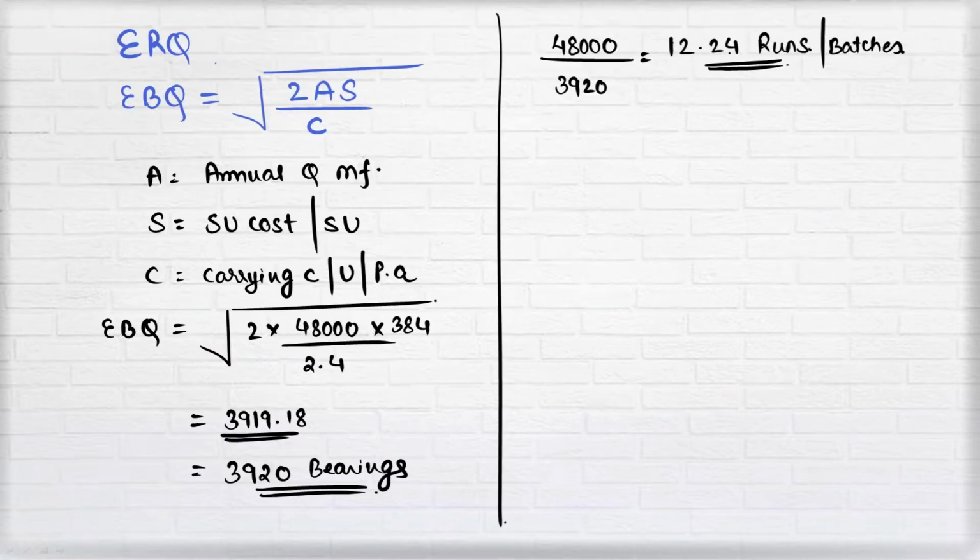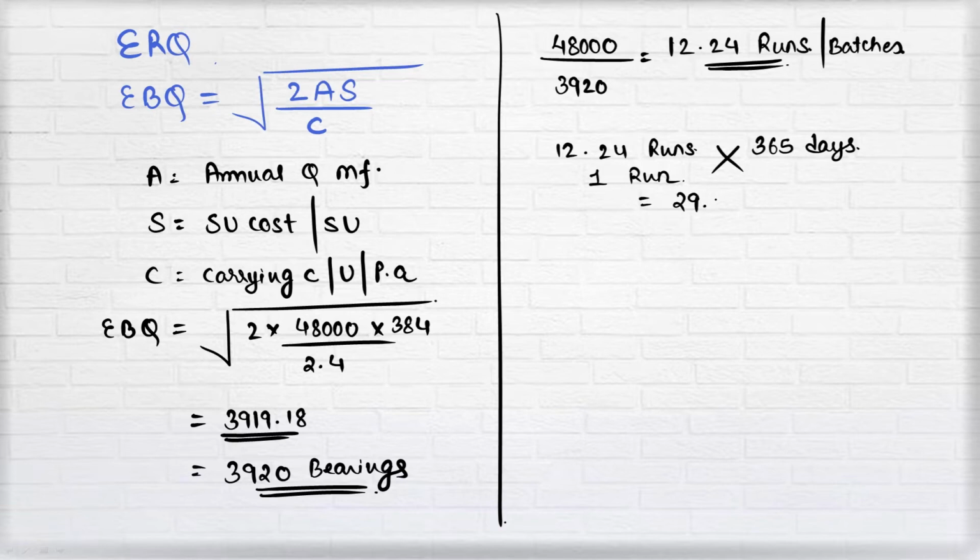How many runs are there in a year? 12.24 runs is for how many days? 365 days. Then one run would be taking how much time? 365 divided by 12.24 is 29.82, which is equal to 30 days.